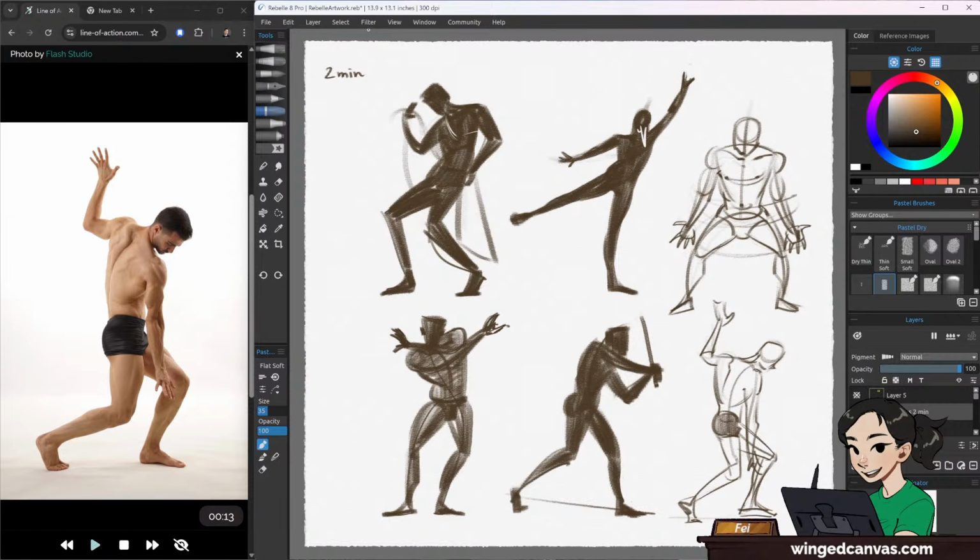Let's catch up with the chat here. Ooh, all right. I've been having issues with hair. I've always been able to study things pretty well, but hair is always an issue for me. Anyone got any tips? Yeah, Google Winged Canvas hair.